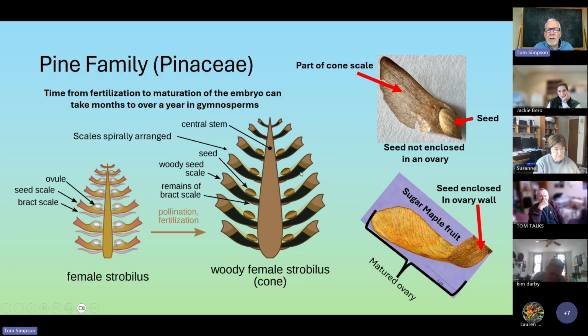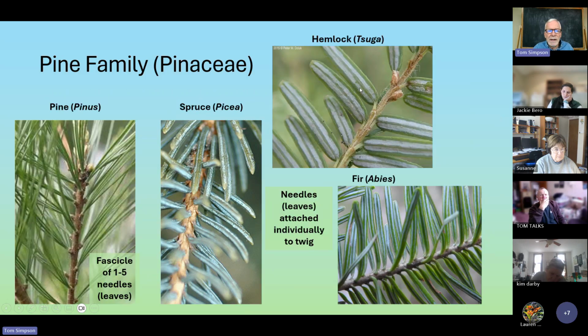Fertilization and development of the embryo takes much longer in these. And the leaves, which we've all grown up calling needles, you can see that we have some like hemlock that have a pretty distinct petiole. We have others like fir that look like little leeches attached to the twig. The leaves are all separate here.